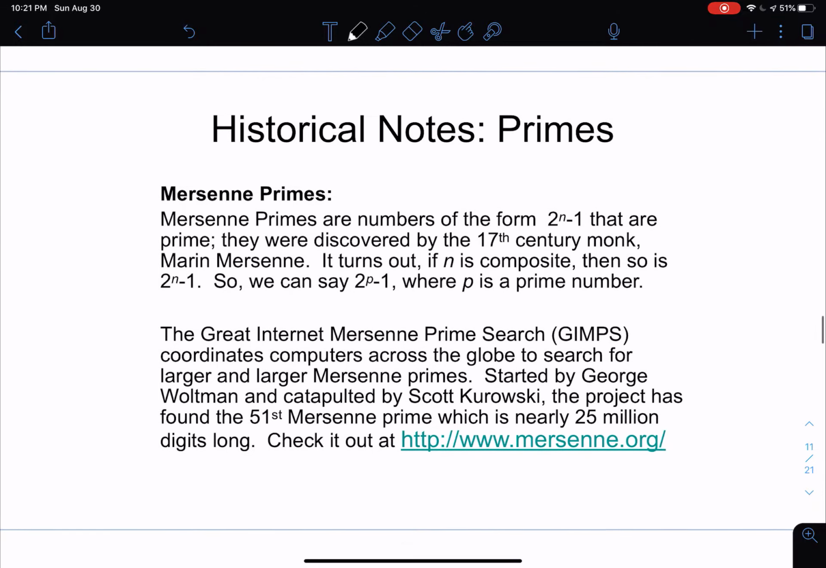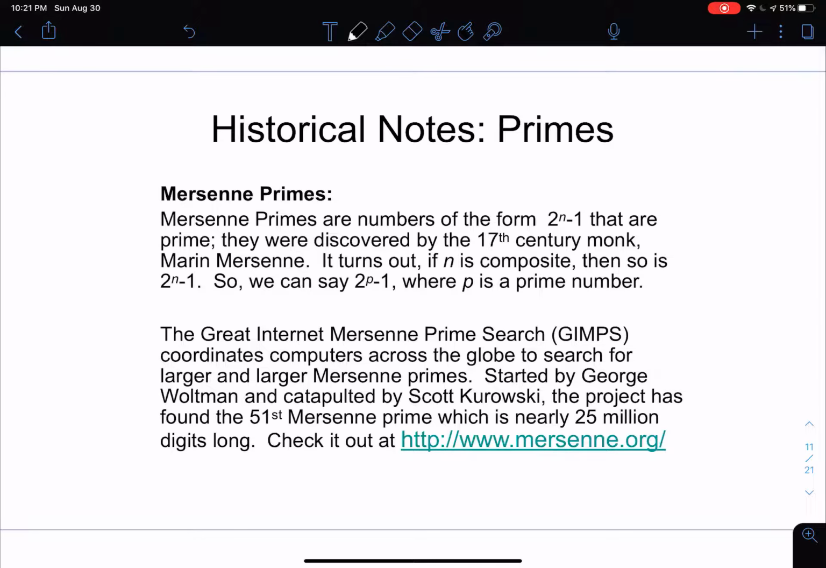Another little historical note. There was a monk named Marin Mersenne. He's credited with the discovery of Mersenne primes. Mersenne primes are numbers of the form 2 to the n minus 1 that are prime. They were discovered in the 17th century by Mersenne.